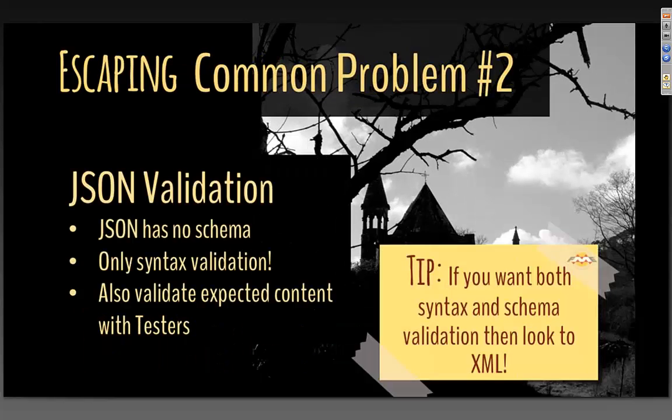So a couple of things on validation. The first thing is that JSON has no schema, so there's only syntax validation. Now there are some efforts out there. If you go look for JSON schema and things like that, there are some, but nothing's really become a standard. No real traction. Whereas with XML, there definitely is a standard. So there's only syntax validation, so you can only ensure that the JSON you have is valid.